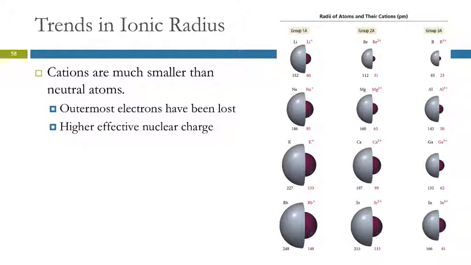We looked at trends in atomic radius. Now we're going to look at ionic radius. Cations are much smaller than neutral atoms. This is because when you make a cation, you're taking valence electrons off. You're taking the outer level off and getting into the core. And so by removing that principal level, you're making them smaller. In addition to that, the effective nuclear charge has increased.